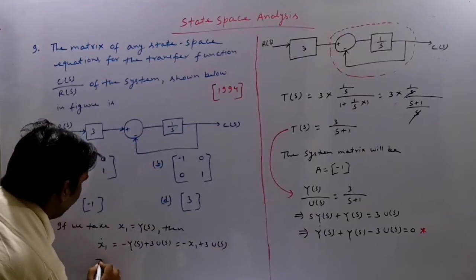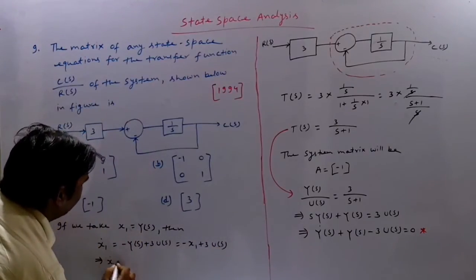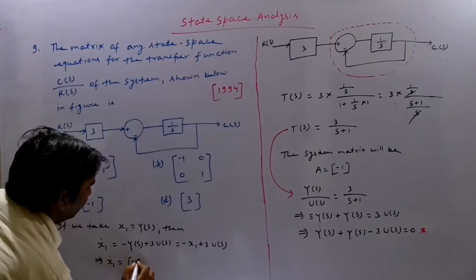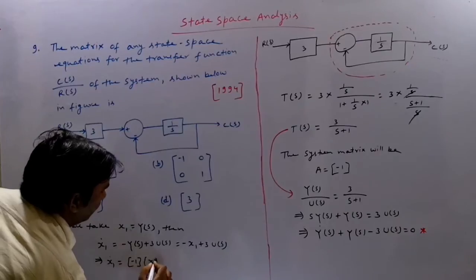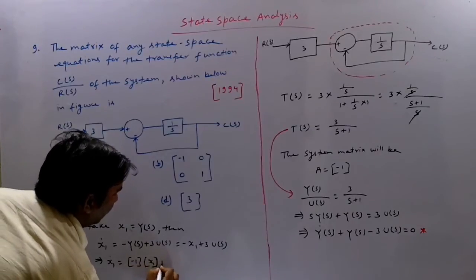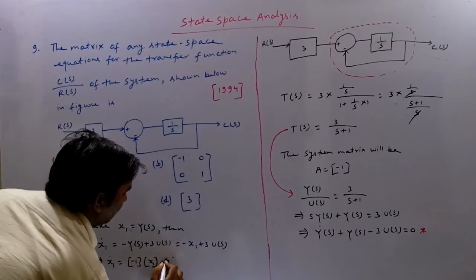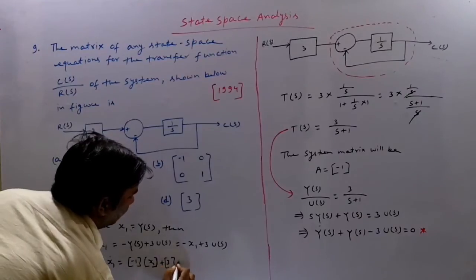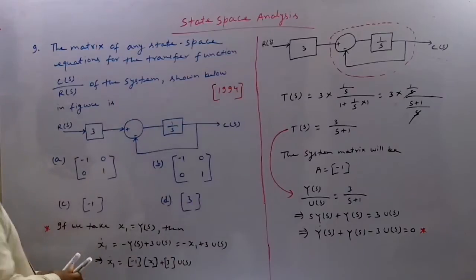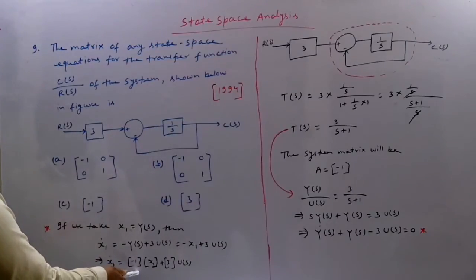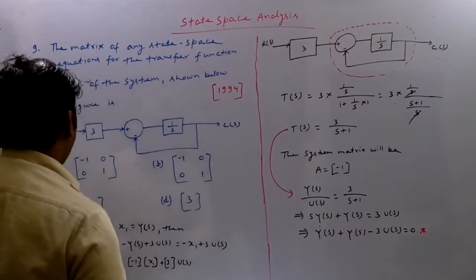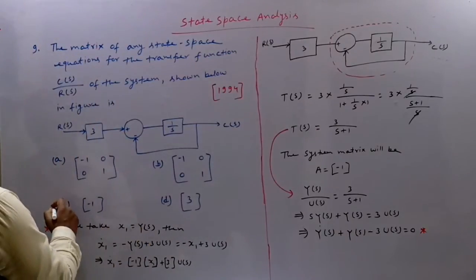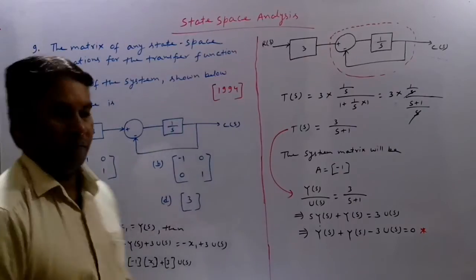So now we can write x1 dot equal to minus 1 into x1 plus 3 into us, in matrix form. Here also the system matrix is minus 1. So what will be the answer? The answer is A. C.